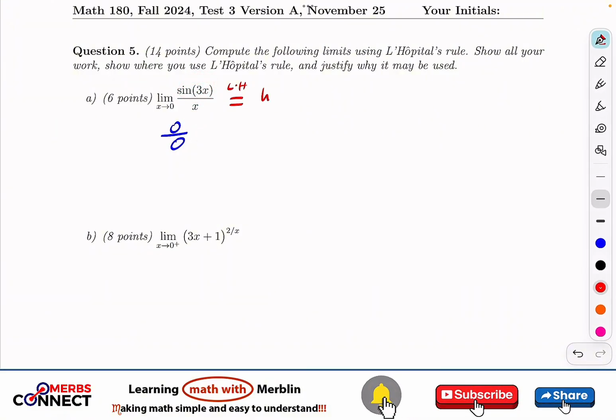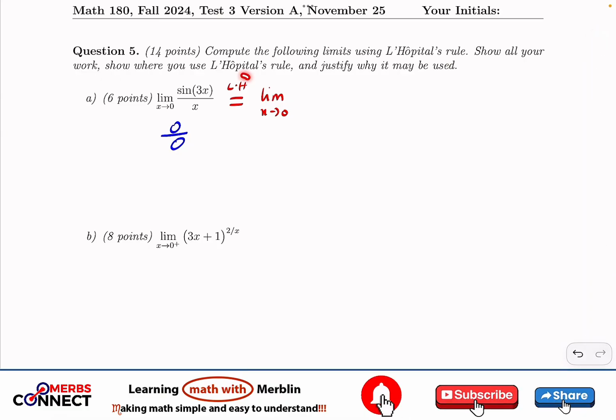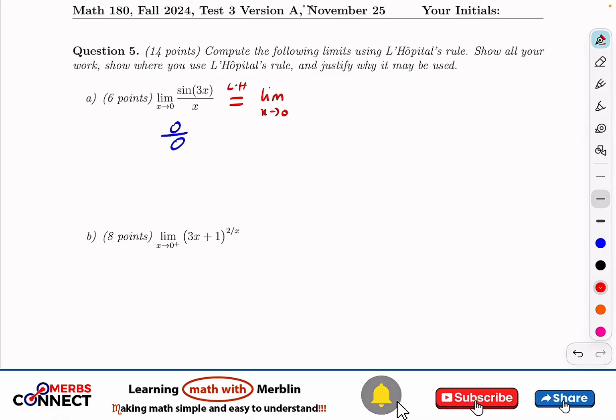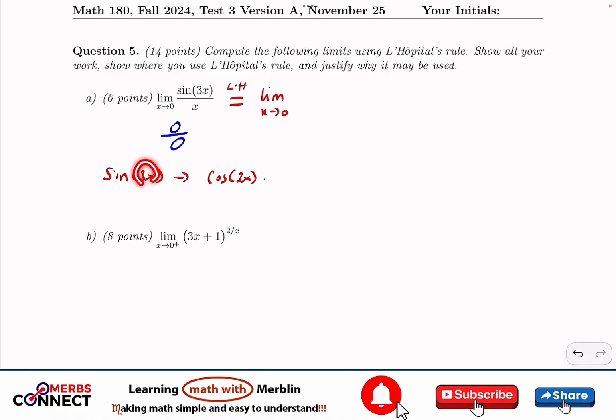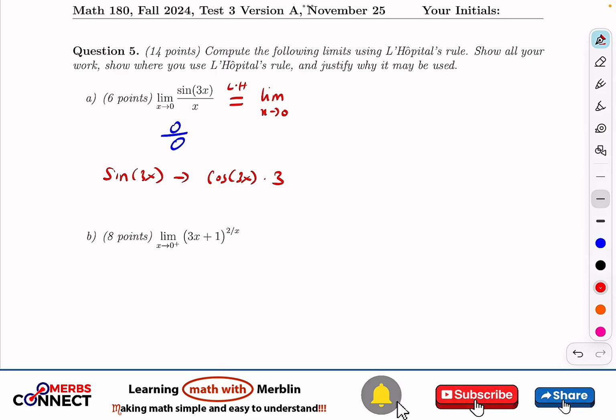So this is the same as the limit as x approaches 0. You can see that whilst I'm applying L'Hopital's rule, I'm writing the limit again, so don't forget to write the limit when you are doing this. When I differentiate sine, what am I going to get? We need to use the chain rule here. Differentiating sine gives cos 3x, times, by the chain rule, the derivative of what is inside, which is 3. So this is going to give us 3 cos 3x.